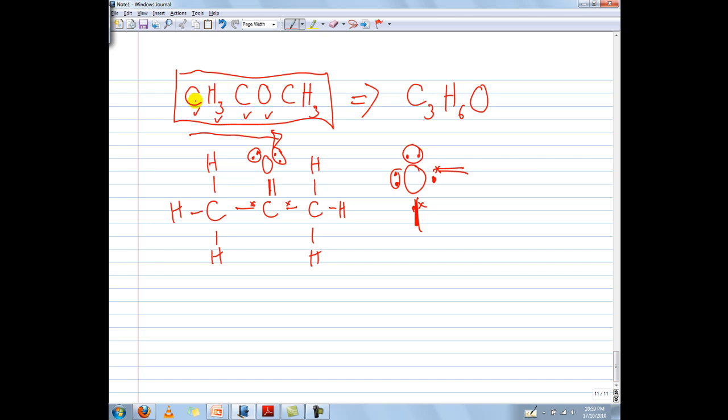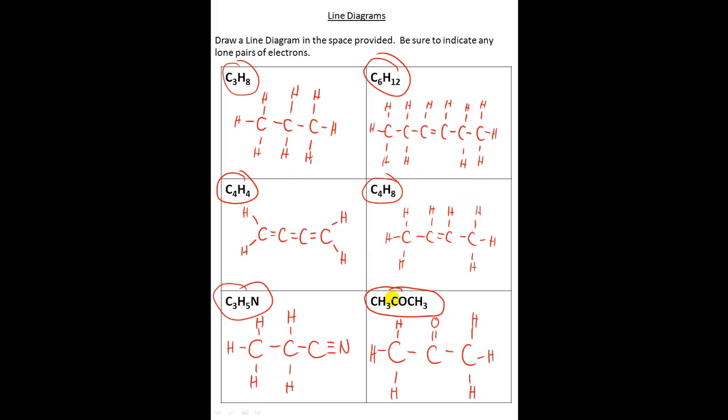So as you can see, usually when a molecular formula is like this, it's done so it can give you a hint on what the structure looks like. C, H3, C bonded to an O, bonded to another C, which is bonded to 3 H's. And there's CH3, CO, CH3.